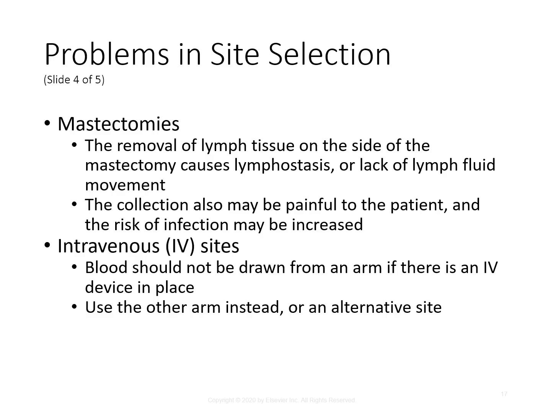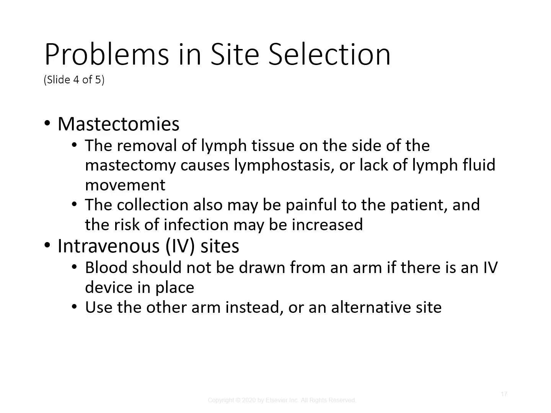So if they've had a mastectomy on the right side, they're going to say that you can't draw on that side. Again, your facility has their own protocols, so make sure you are aware of that. IV sites. Blood should not be drawn from an arm if there is an IV device in place. You're going to try to use the other arm or an alternative site.